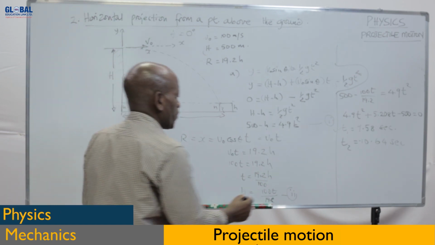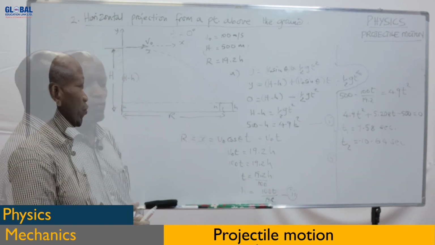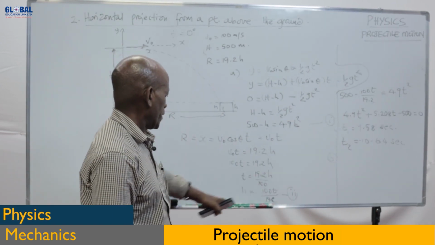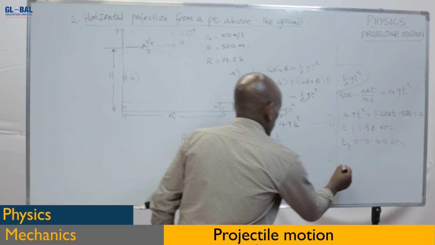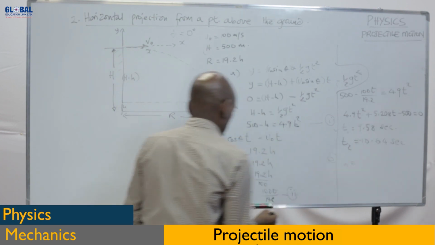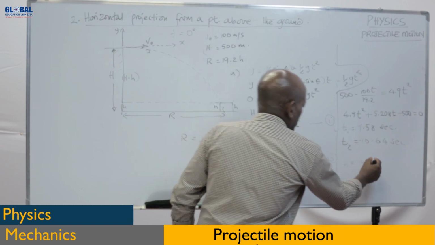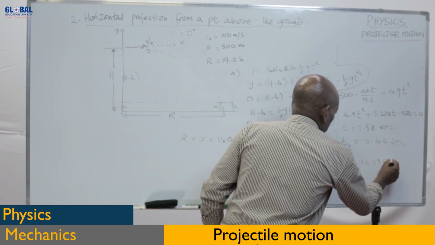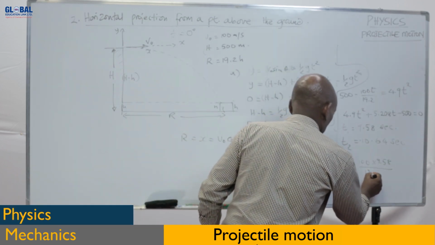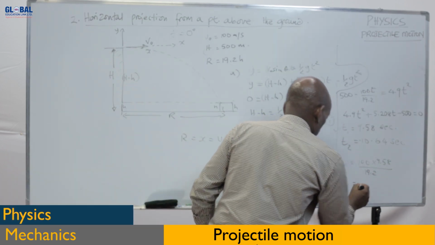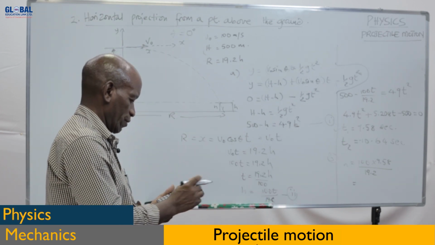The height of the platform from the ground, this is part B, can easily be solved using this expression, because the time t has already been calculated. So the height h is equal to 100 times t, which is 100 times 9.58, divided by 19.2.